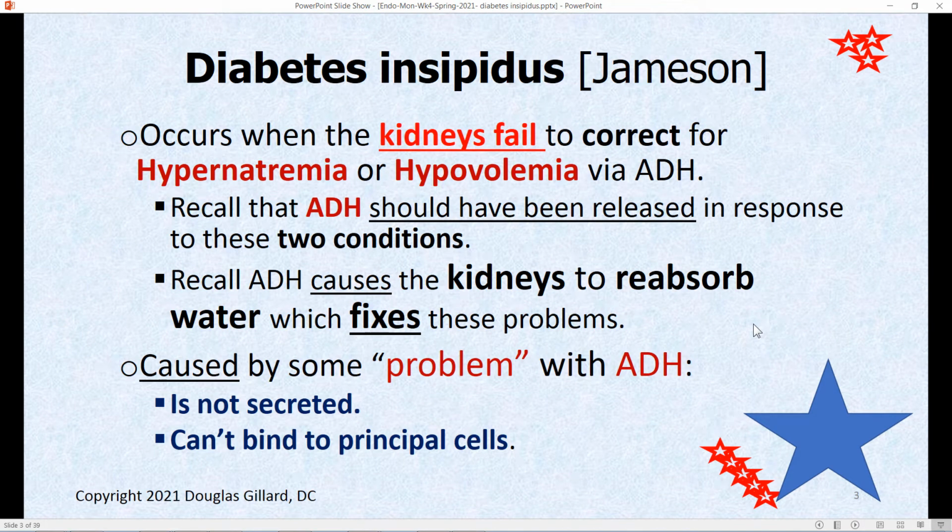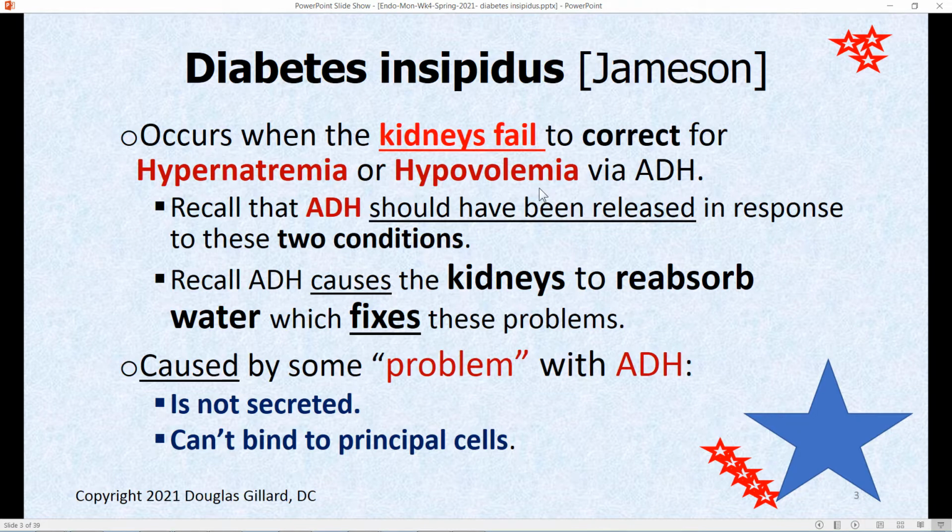It occurs when the kidney fails to correct hypernatremia or hypervolemia via ADH, right? Because normally if you become hypernatremic, you need to bring more water into the blood, and that's done by the release of antidiuretic hormone. From where? Magnocellular neurons, from the supraoptic nuclei mainly.